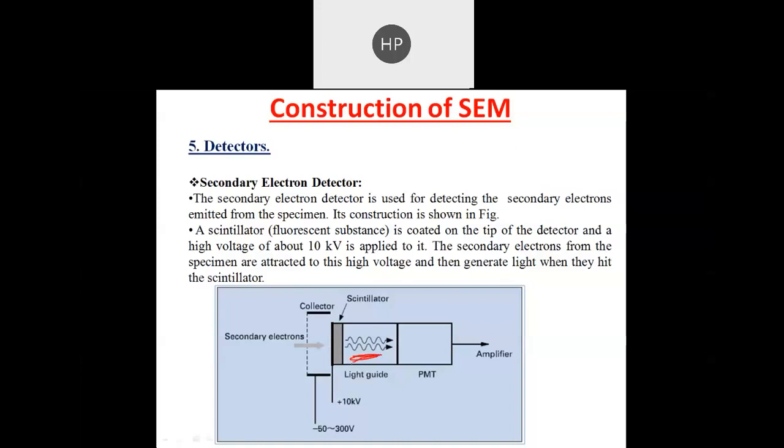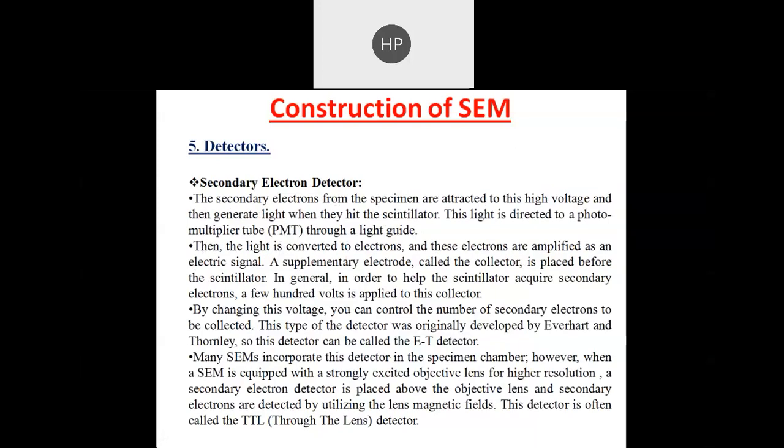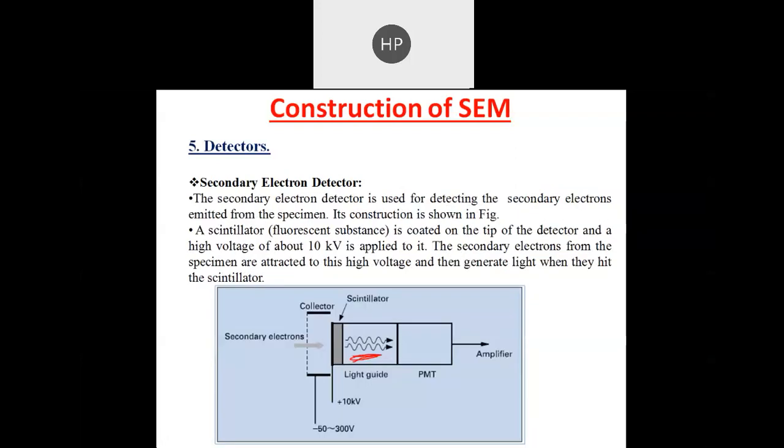Okay, and how is this light generated? Because here we have supplied a very high voltage of around 10 kilovolts, so when the secondary electrons strike the scintillator, light is generated. The secondary electrons from the specimen are attracted to this high voltage and generate light when they hit the scintillator, and this light is directed to a photomultiplier tube through a light guide. Okay, so this is the photomultiplier tube.